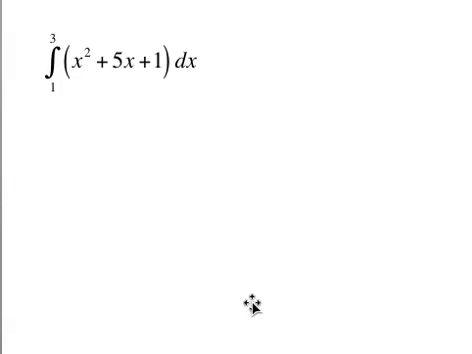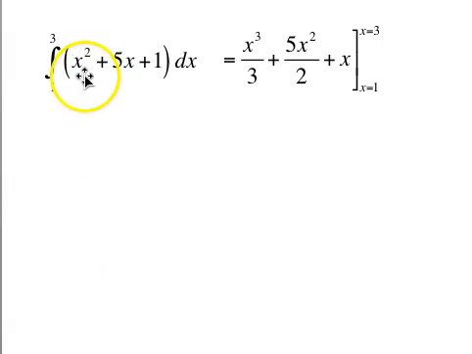So if we look at the integral from 1 to 3 of x squared plus 5x plus 1, using the fundamental theorem of calculus, I need to find an antiderivative of that. What's an antiderivative of x squared plus 5x plus 1? How are we going to do this? Well, the antiderivative of x squared is just x cubed over 3. Antiderivative of 5x is 5x squared over 2. Antiderivative of 1, tell me a function whose derivative is 1. The answer is x. And now we're going to evaluate this from 1 to 3.